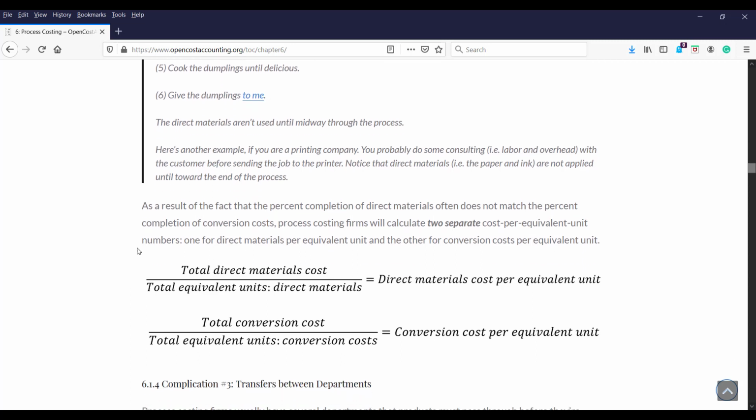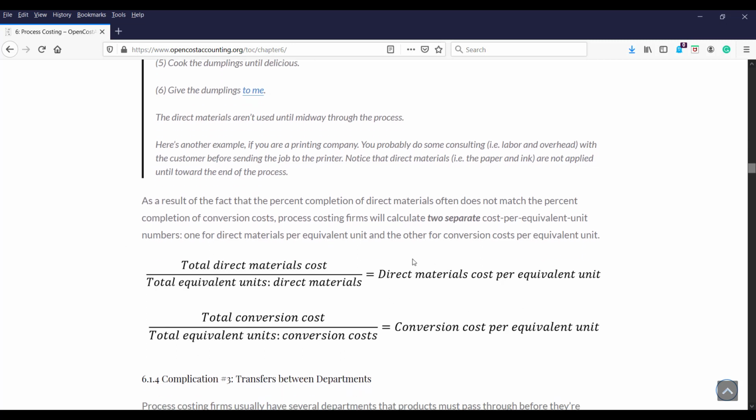But typically we end up with two rates: direct materials cost per equivalent unit and conversion cost per equivalent unit. You need this because, for example, in my paper airplane example, when you eventually apply your direct material cost per equivalent unit to that inventory of paper airplanes that were half done at the end of the period, you need to make sure you multiply a full direct material cost to each of those units because they're 100% complete with respect to direct materials.